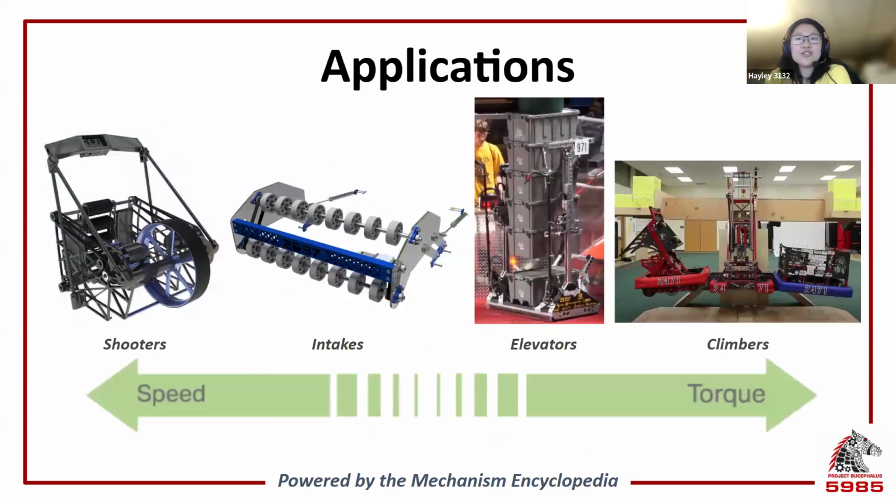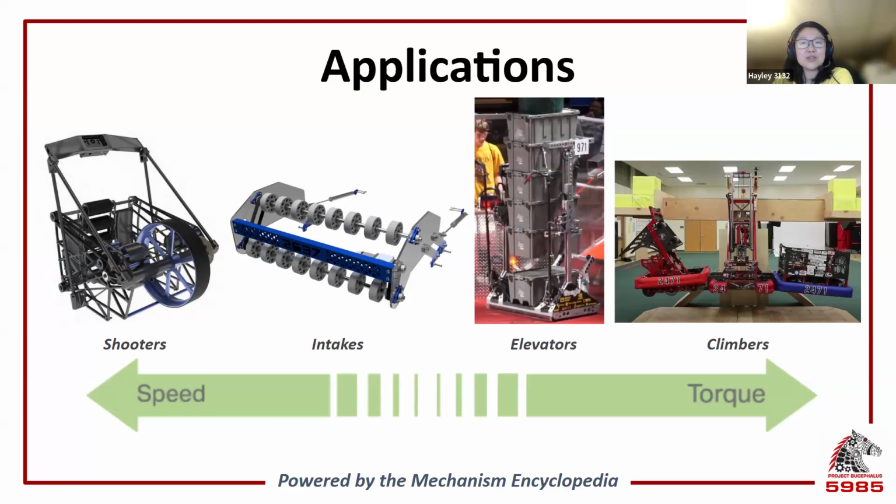Well, shooters need to prioritize speed because you're often shooting long distance where you need to impart high velocity to your game piece. Intakes also prioritize speed, but to a slightly lesser degree, because they do need to run at a higher speed than the drivetrain to pick up game pieces quickly while the robot travels around the field. That being said, they also do need to get game pieces into the robot, and some gears do require more torque to do that or to maintain a hold onto your game piece.